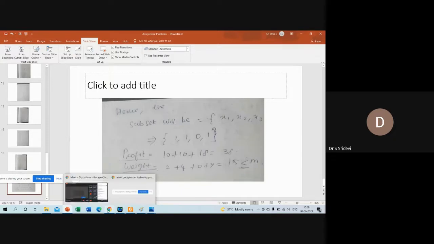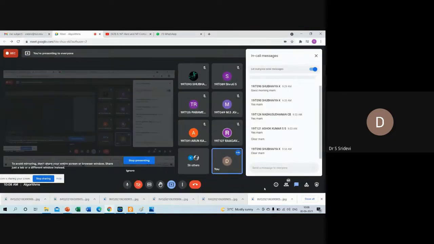Students, do you have any doubts up to this point? I'm waiting for your response. Do you have any doubts in branch and bound algorithms? We have completed the TSP problem, we have completed the assignment problem as well as the knapsack problem also. Do you have any doubts? I'm waiting for your response in the chat box.